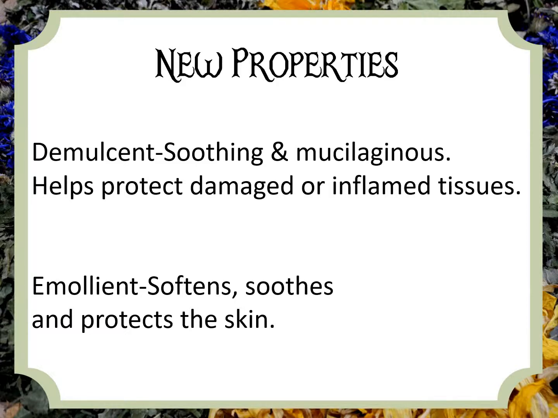Now, a demulcent is used internally. Okay, so the same thing used externally is called an emollient. It does the same thing. Often it's mucilaginous. It softens, soothes, and protects the skin. It helps protect damaged or inflamed tissues on the outside of the body. So demulcent, internal. Emollient, external. So that's a good way to remember those.